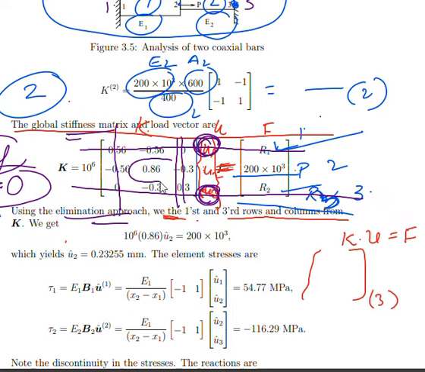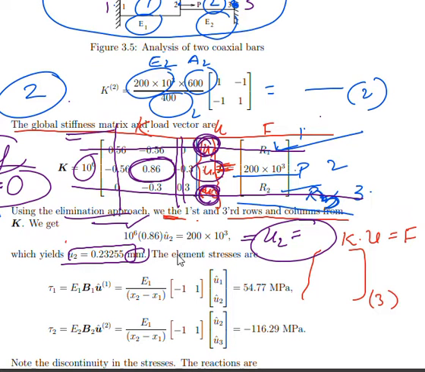Now what will be the remaining here? 0.86 and u2 is equal to 200 into 10 power of 3. So same thing: outside the matrix is 10 power of 6, within the matrix is 0.86 into u2 is equal to 200 into 10 power of 3. After that you get the value of u2 by substituting this. By equating this you get the value of u2 as 0.23255 in millimeter.